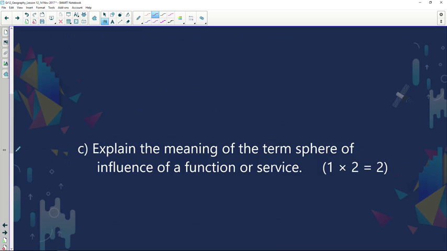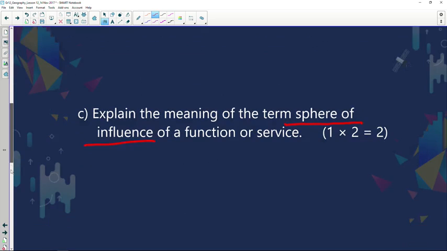Okay, explain the meaning of the term sphere of influence of a function or a service. Now, the sphere of influence is basically how far are people willing to travel. Now, if you look at low order functions and services, the sphere of influence is quite small. But let's say, for instance, you are a specialized doctor, it means your sphere of influence will be much bigger, because that means people are willing to travel further to acquire your service or your product.